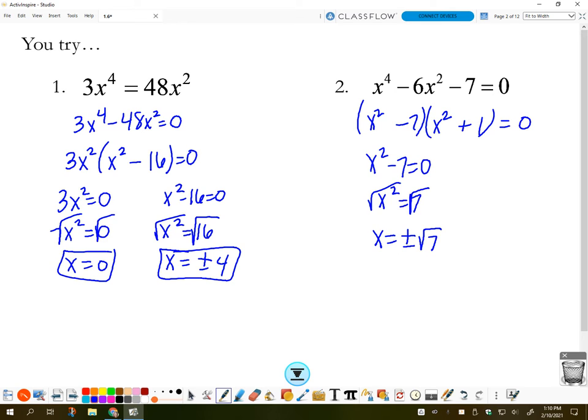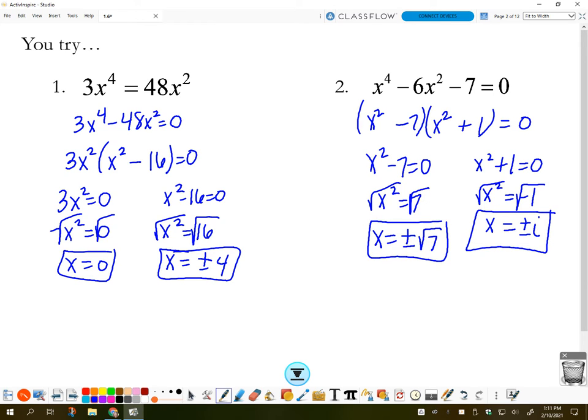All right, so the other one, x squared plus 1, is 0. Subtract the 1, take the square root of both sides. The square root of 1 is 1, but it's negative, so we need an i, and you need plus or minus because you took the square root. All right, so that's solving polynomials.